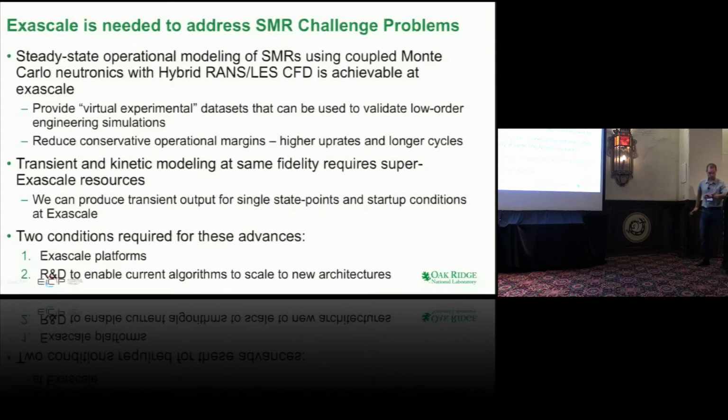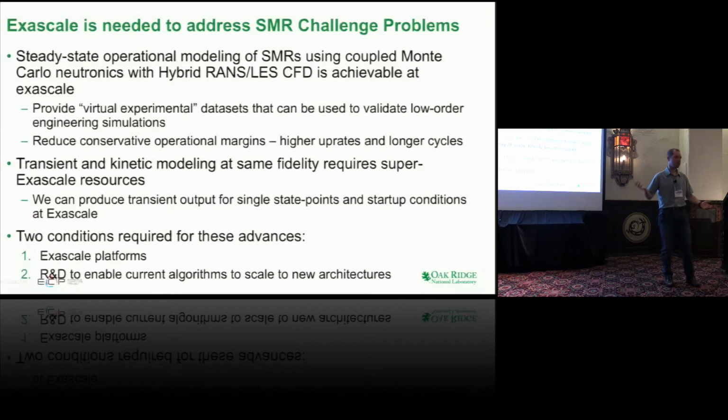And this is more or less what I just walked through. We can do quite a bit at petascale, but to be able to do coupled high resolution neutronics with at least hybrid Reynolds-averaged Navier-Stokes, large eddy simulation CFD, we really need exascale resources. The whole point here is basically to provide virtual experimental data sets that can be used to validate these low order perturbation simulations. That's really what they want.